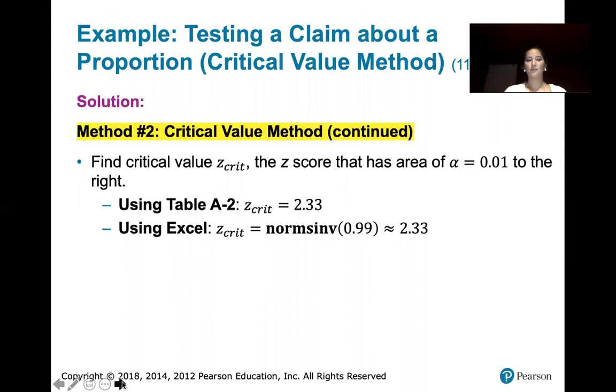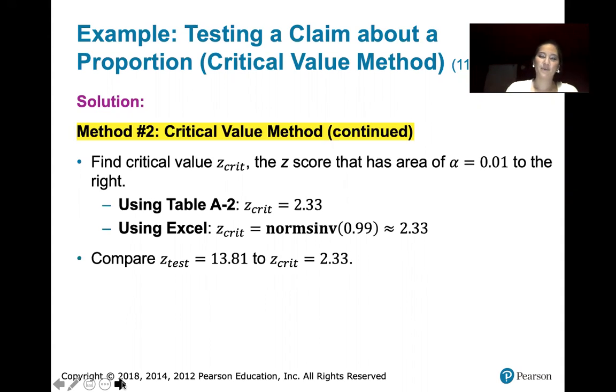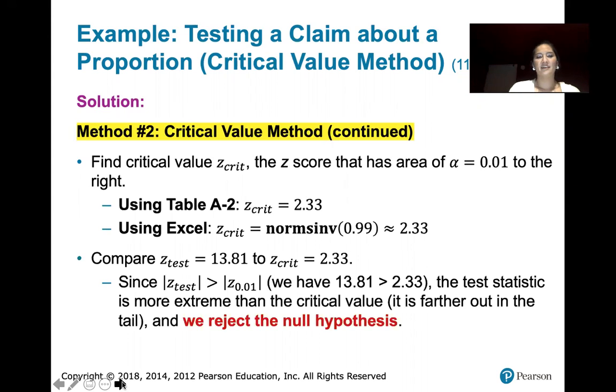So in order to figure that out, we need to compare the critical value of z to the test statistic z. Well, the test statistic is 13.81. P-hat was 13.81 standard deviations above the mean. And our cutoff for statistically significant test statistics is only 2.33. So obviously that 13.81, which if I were to graph it, is far off to the right. It's definitely farther to the right than z equals 2.33.